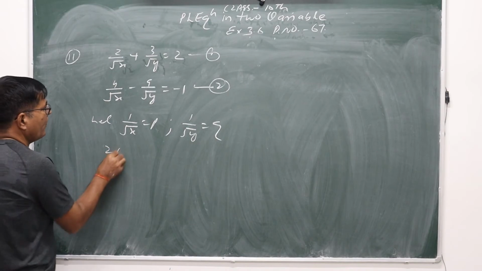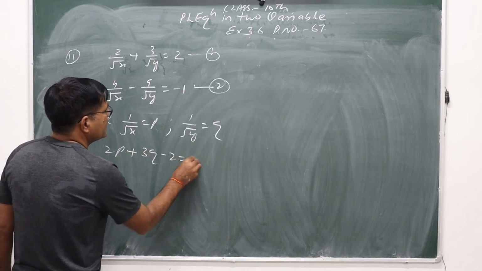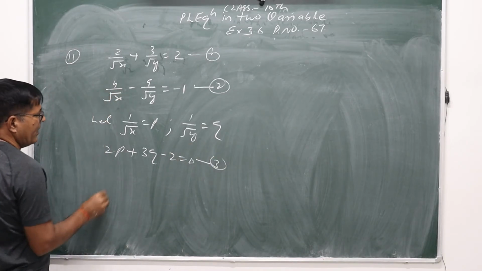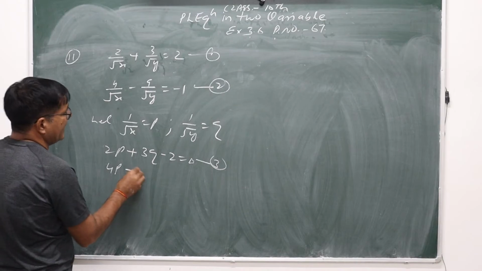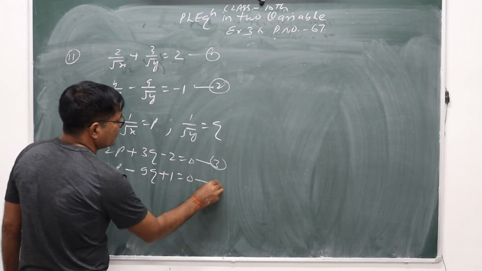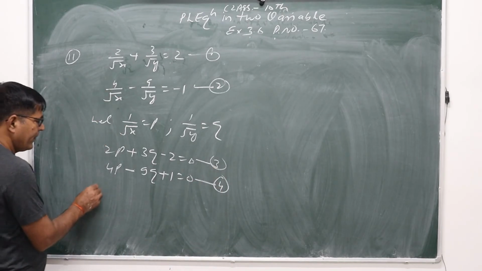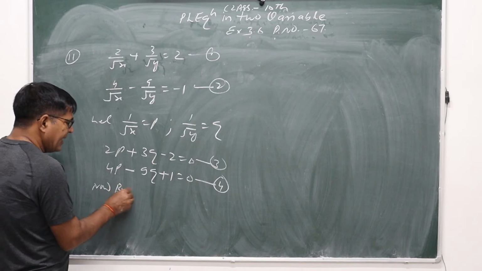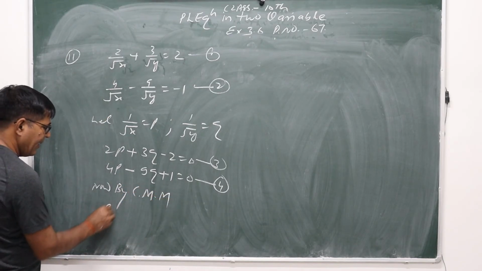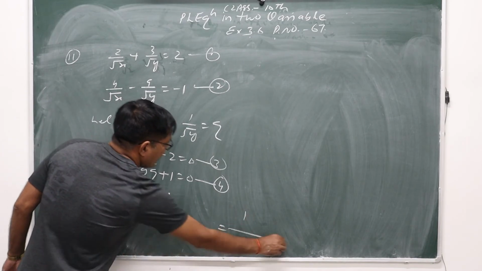So 2p plus 3q minus 2 बराबर 0. Let us put it as equation number 3. And 1 upon root x को p मानूंगा, तो 4p minus 9q plus 1 is equals to 0. This is equation number 4. Now by cross multiplication method, p upon, is equals to minus q upon, is equals to 1 upon.